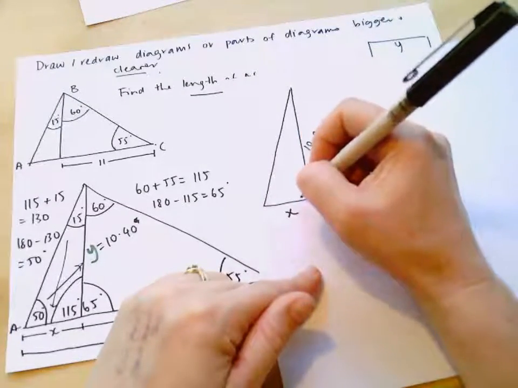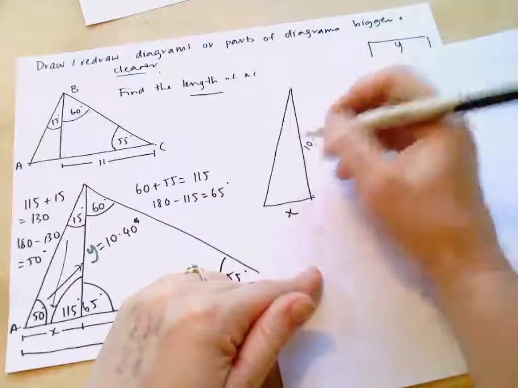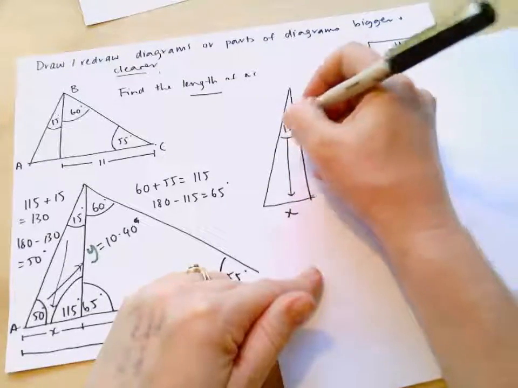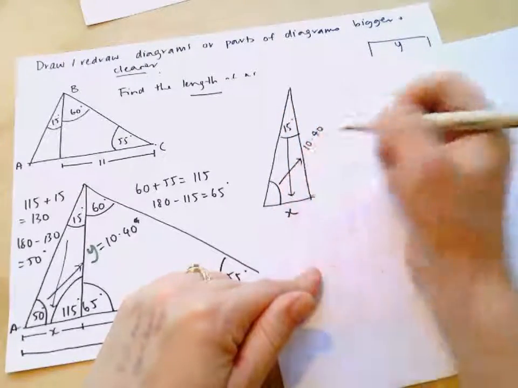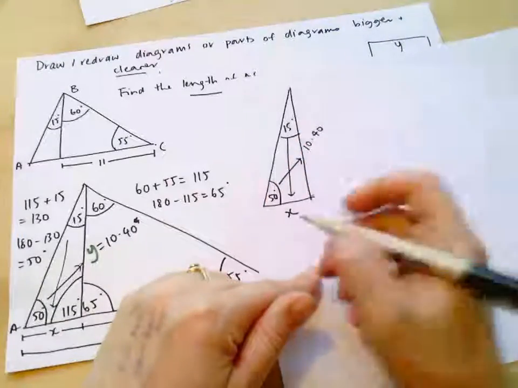I'm just going to look at it and see which angles I need that are going to pair with this. Well, I'm going to need this angle here to pair with X, so I know that one's 15. I'm going to need this angle here to pair with Y, or pair with 10.40. That's 50. Back to my sine rule.